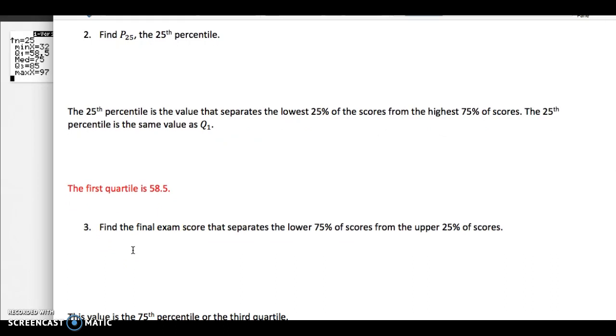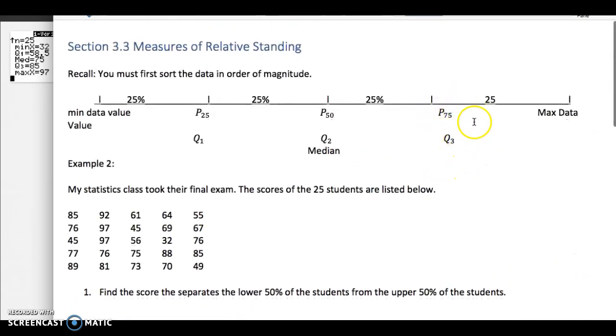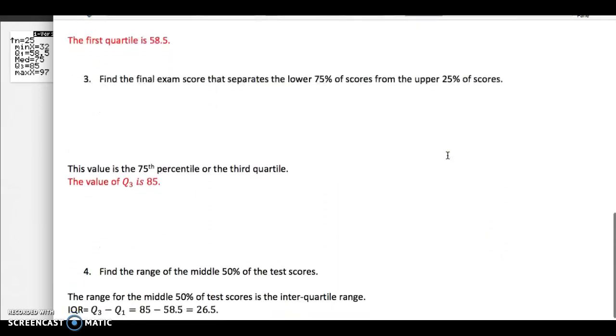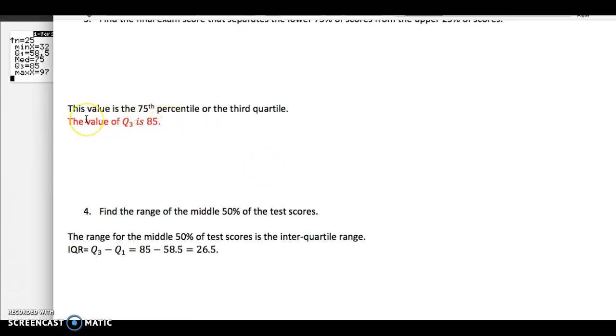Next, find the final exam score that separates the lower 75% of scores from the upper 25%. So this score here separates the lower 75% from the upper 25%. So P75, the 75th percentile, or the third quartile. Well, the calculator gives us the third quartile, which is the same thing as the 75th percentile. So the third quartile is 85. So the value of the third quartile is 85.